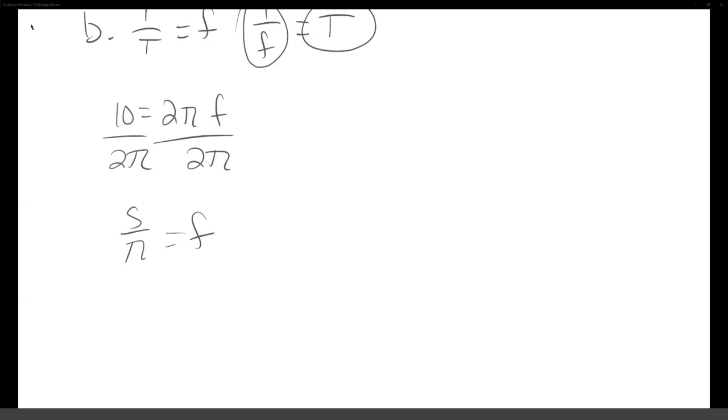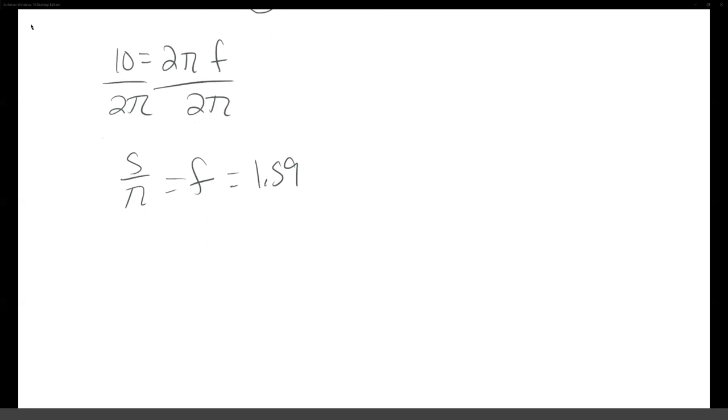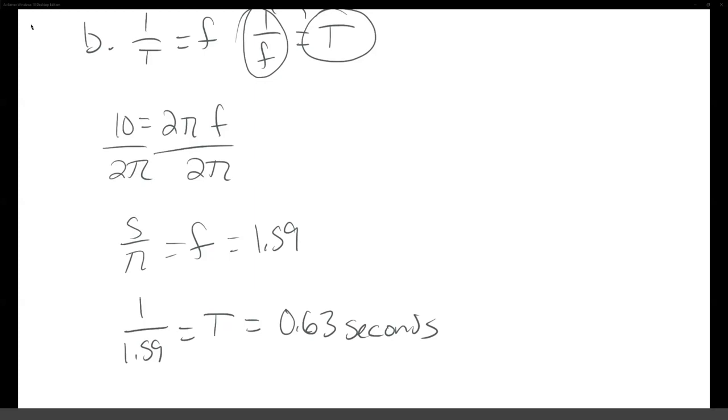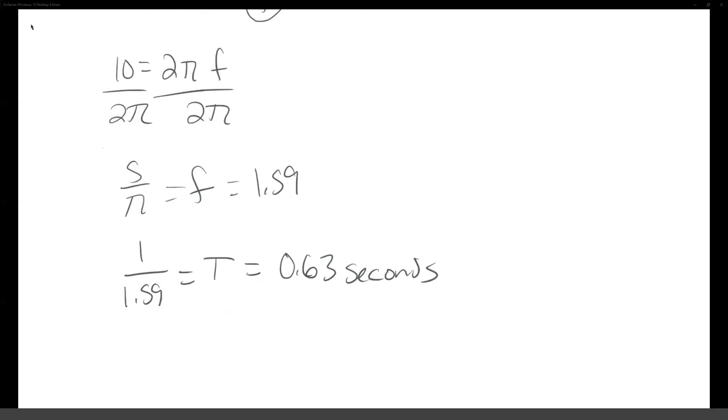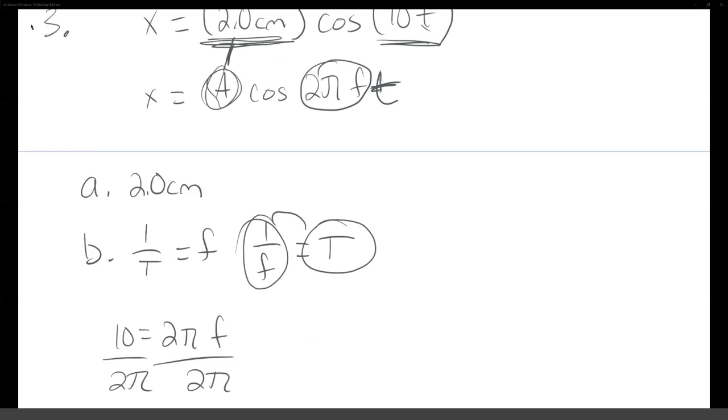What is that on the calculator? Well, I could look at my work. I get frequency equals 1.59, right? So if we have that, we can figure out T. So 1 over 1.59 is going to equal T, which equals 0.63 seconds. Period is always seconds. Frequency is always hertz. So those are two to remember. So that's the answer for B. So we got A, B. Let me circle these.